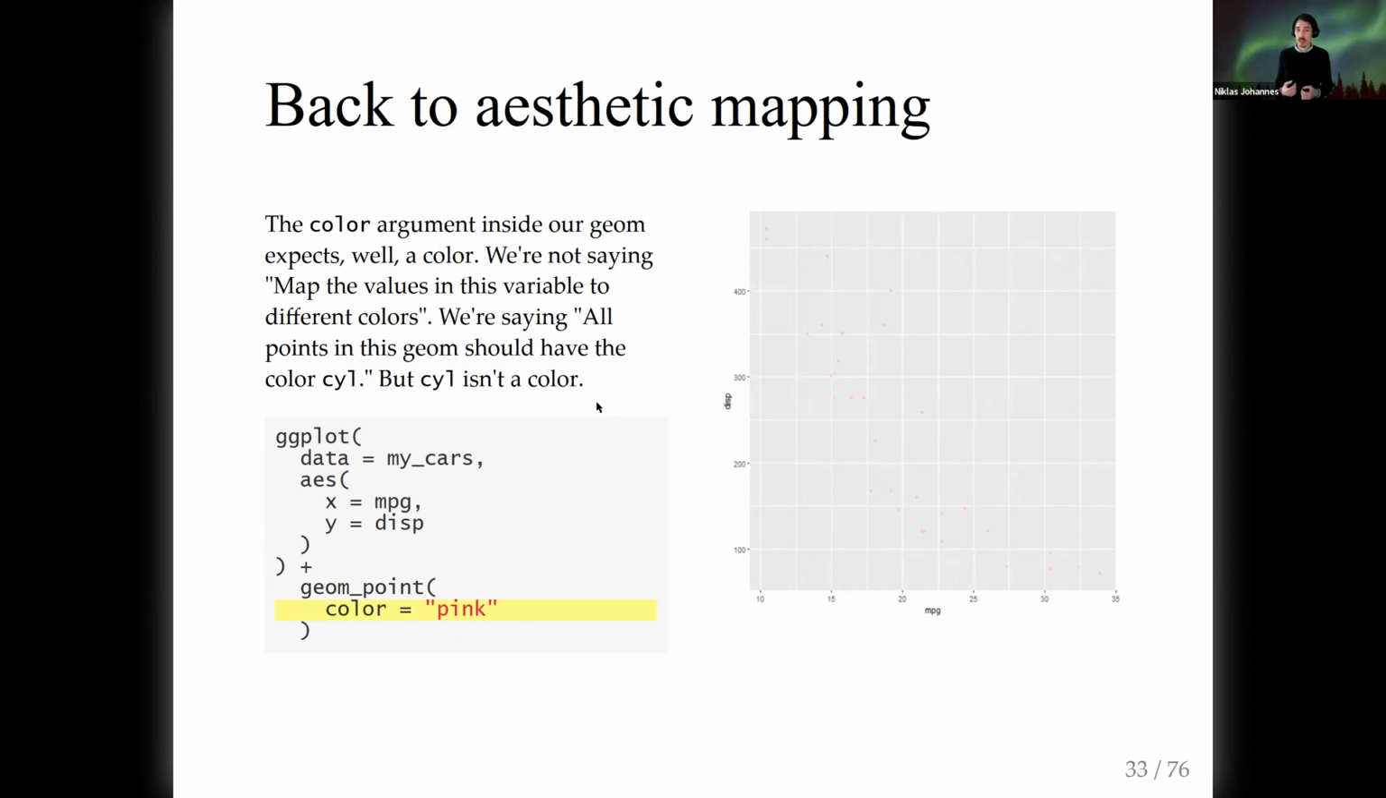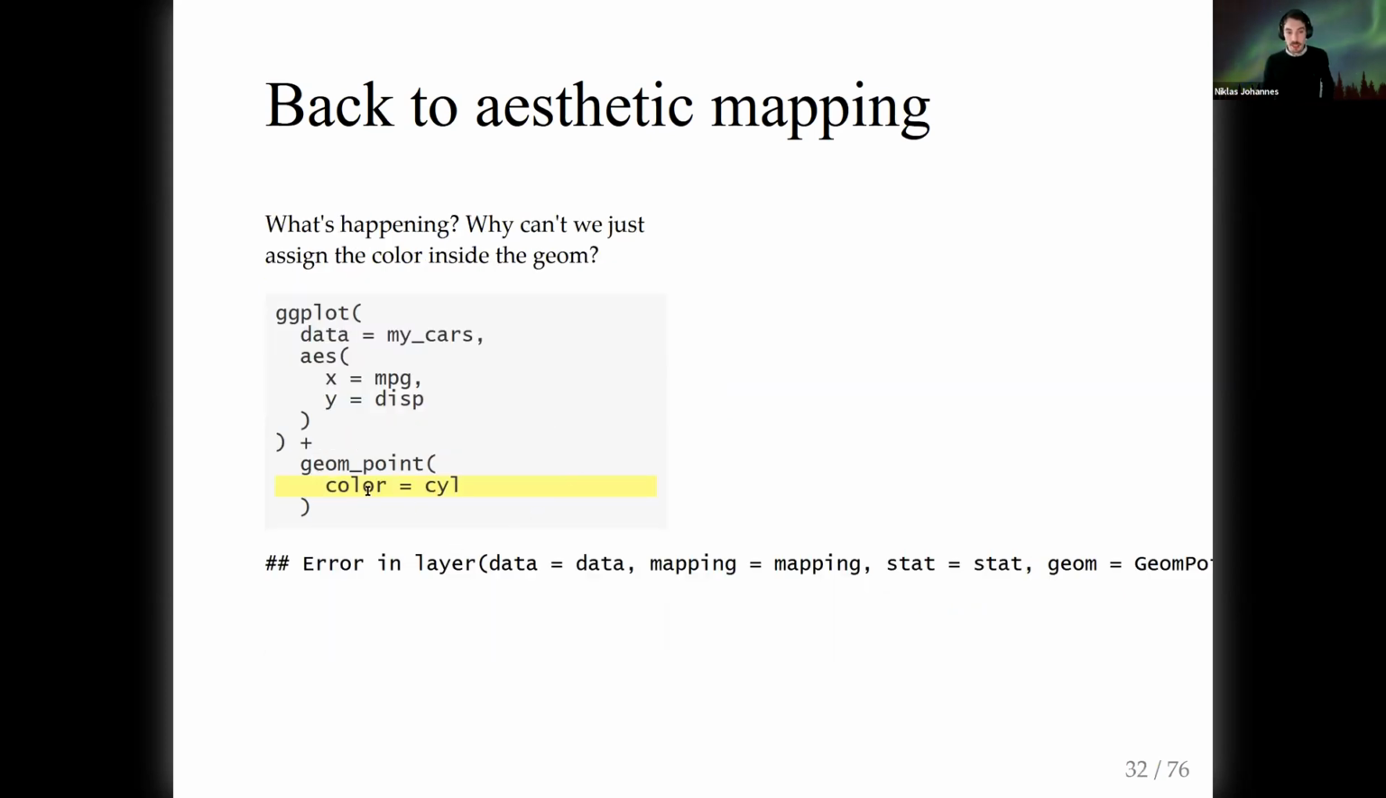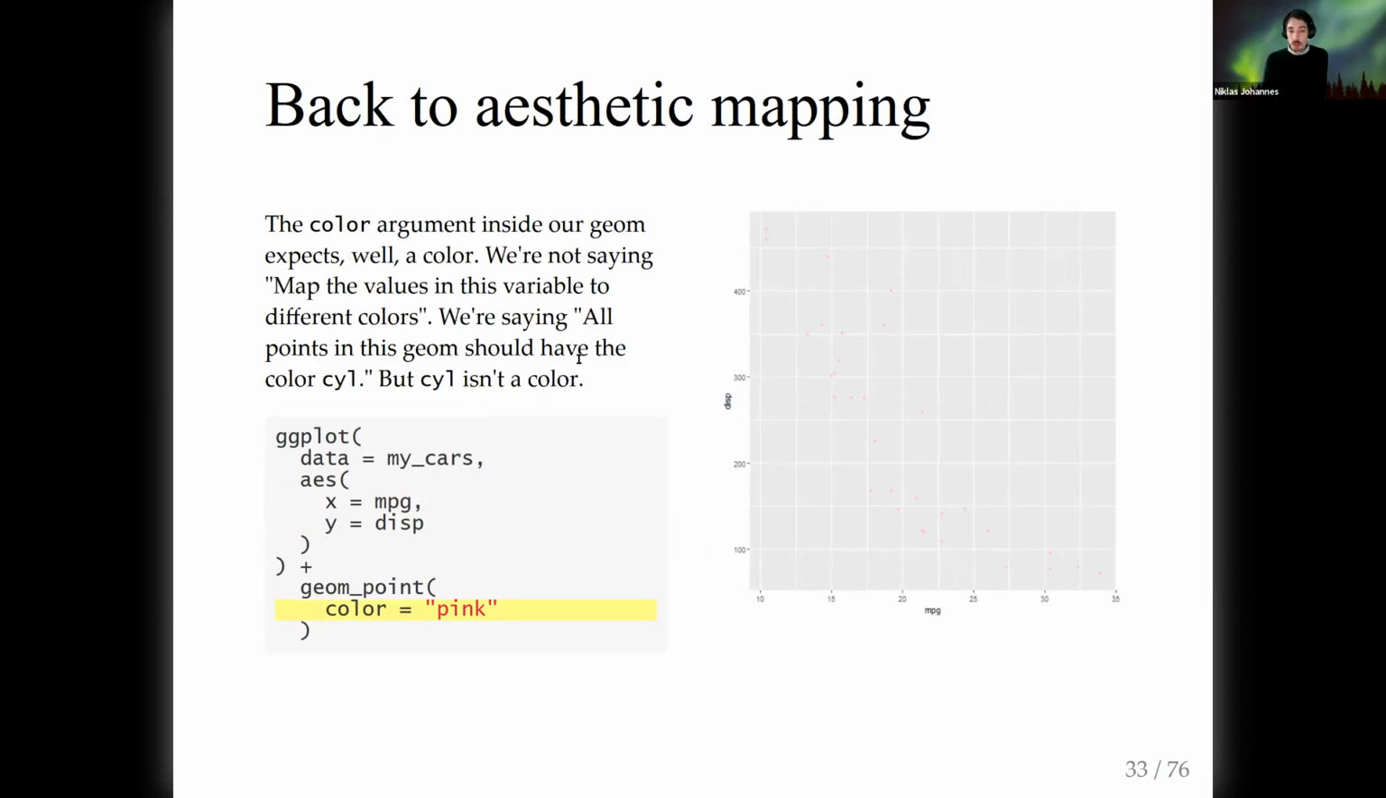Because the color argument inside geom point expects a color. What we're saying here is all points in this geom should have the color cyl, but cyl is not a color. Pink is a color. So as you can see, if you put in pink, then on the right you get pink points. We're not saying map the values in this variable to different colors. So it's not an aesthetic mapping, it's a constant. We're saying all points should be pink rather than colored according to a value in a variable.